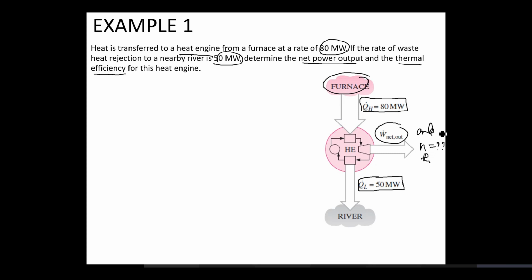You have to determine the work net out, and you have to determine the thermal efficiency of the heat engine. So use 2 minutes and find out for yourself the net power output and thermal efficiency. First find it out and then I'll explain how to do it. I have 2 minutes, find it out and then I'll explain the solution.